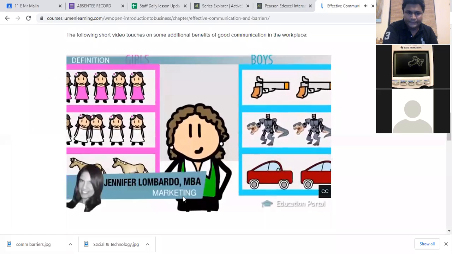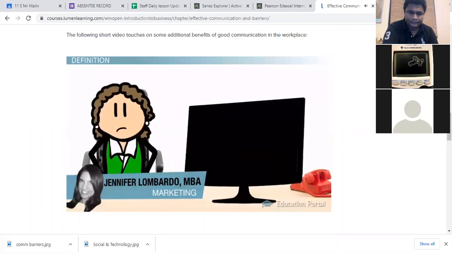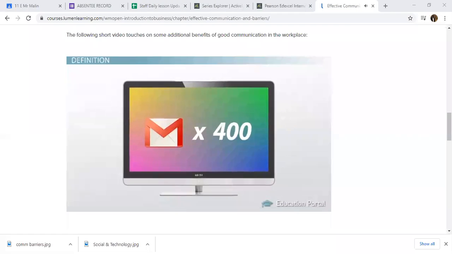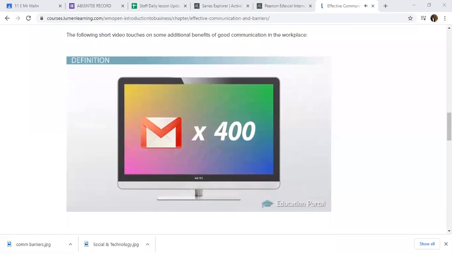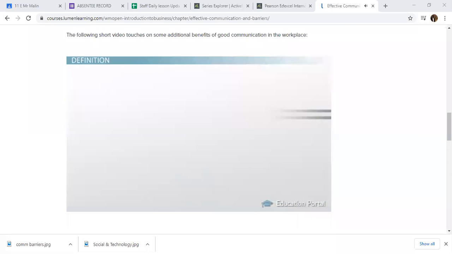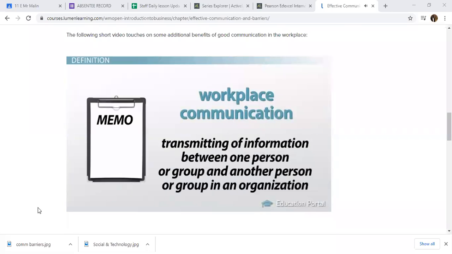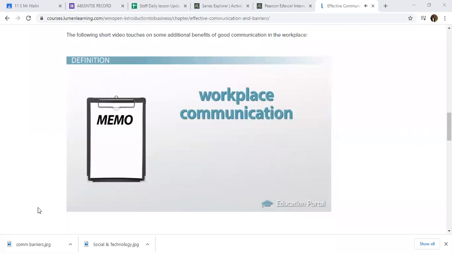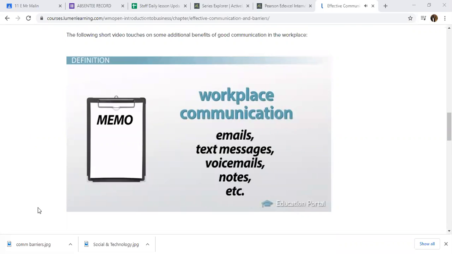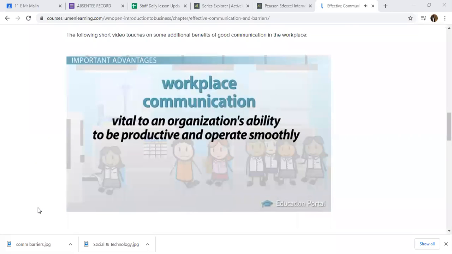After weeks vacation. She heads to her office and cringes when she turns on her computer. Her email inbox shows 400 messages waiting for her reply, as well as a bunch of voicemails. Gertrude sighs and realizes there's no escape from workplace communication. Workplace communication is the transmitting of information between one person or group and another person or group in an organization. It can include emails, text messages, voicemails, notes, etc. Workplace communication is vital to an organization's ability to be productive and operate smoothly.